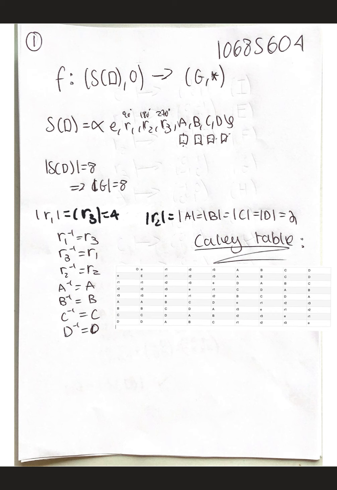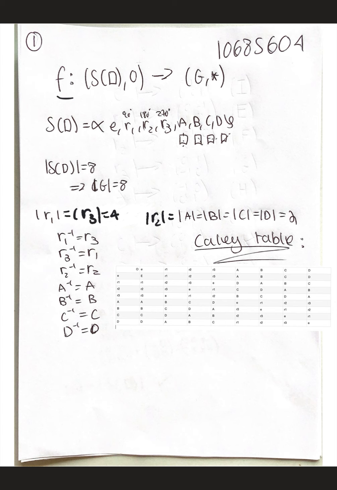10685604, answering exercise 25. In this exercise, we are asked to find an isomorphism from the group S square, the symmetries of a square, to a matrices group, a 2x2 matrices group. I'm going to call this isomorphism F, and I'm going to refer to the matrices group as group G with binary operation star.